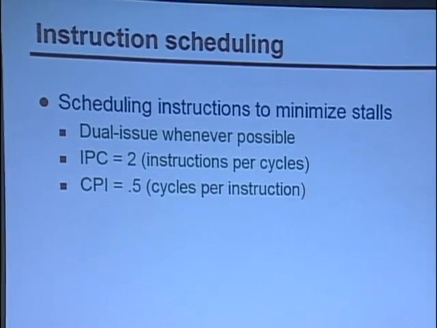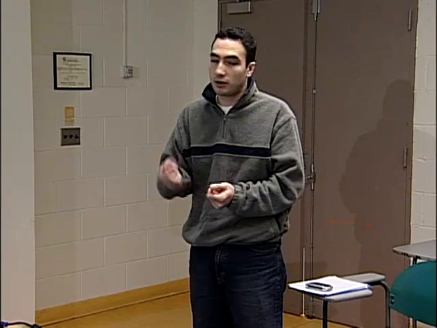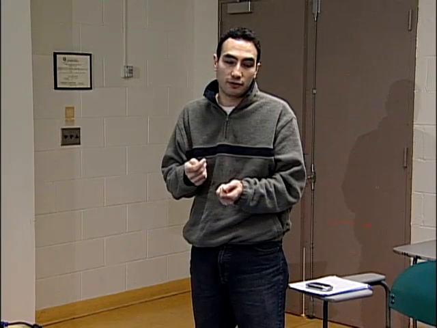So the point of instruction scheduling is to minimize the number of stalls. You can do that by taking instructions which are dependencies for other instructions and moving them as far up as you can. Ideally, you would get instructions per cycle of 2, because you have dual issue with 2 pipelines, or cycles per instruction of one half, because you're getting 2 instructions per cycle, so the inverse of that is 1/2.